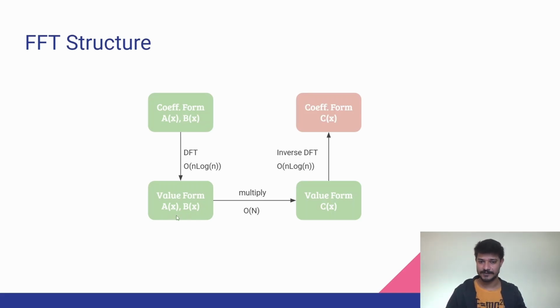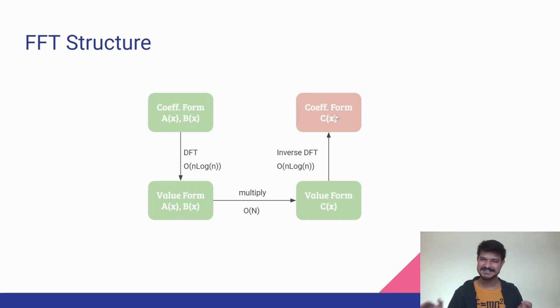Now that we have value form, we can directly multiply each corresponding value and we'll get a new polynomial, that is C, in the value form. But we don't want the value form, we want the coefficient form of polynomial C, the resultant. Now we need to do something called inverse DFT or inverse FFT. That is the process of converting value form into coefficient form.